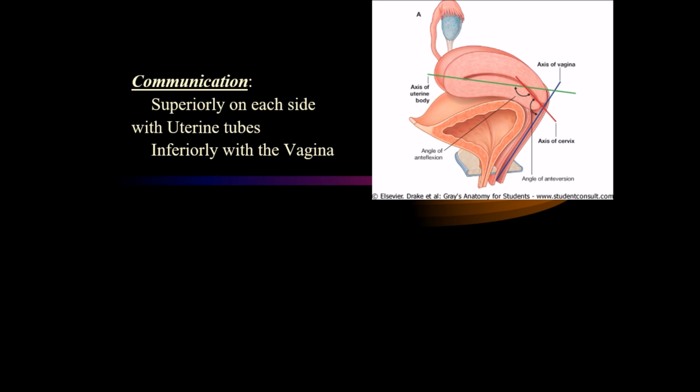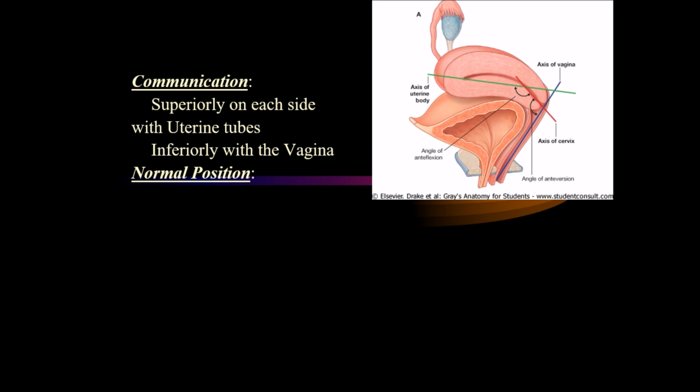Coming to the communication, superiorly the uterine cavity opens into the uterine tubes, and below it opens into the vagina. So you can see in this picture, this is the uterus, and this is the lumen of the uterus. It communicates exteriorly through the vagina and internally with the peritoneal cavity through the uterine tubes. So this is the communication of the uterine cavity.